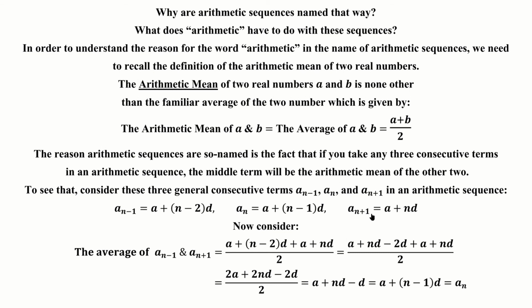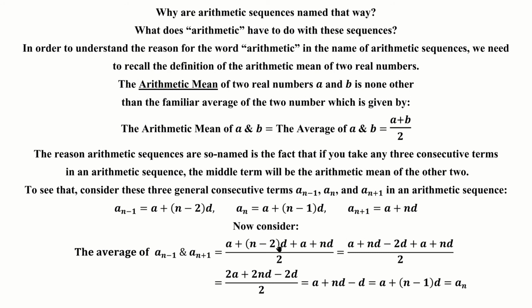And for the an plus first term, we're going to have a plus, what's going to go here? It's going to be 1 less than the term number. What's n plus 1 minus 1? Well, the ones cancel out. You just get what? N. So that's why the an plus first term is going to be a plus nd. So the average of an minus 1 and an plus 1, which is the same as the arithmetic mean of these two numbers, is going to be the sum of this value, a plus quantity n minus 2 d, plus this value, a plus nd, and then we divide that by 2.